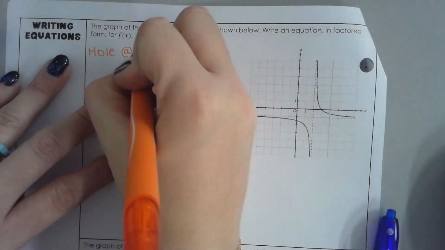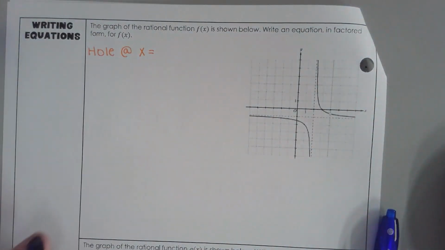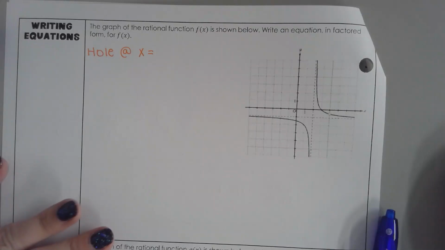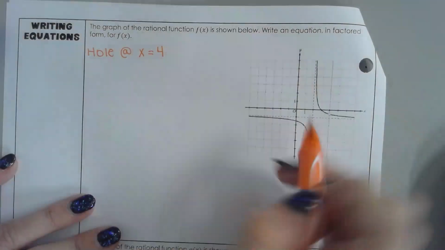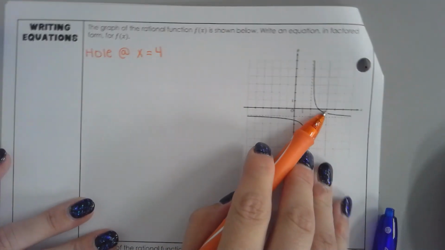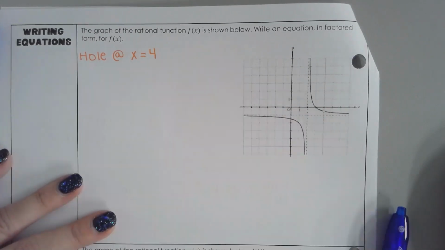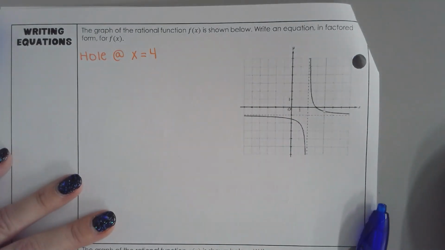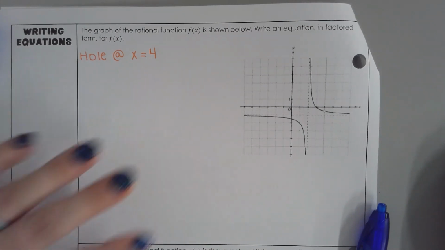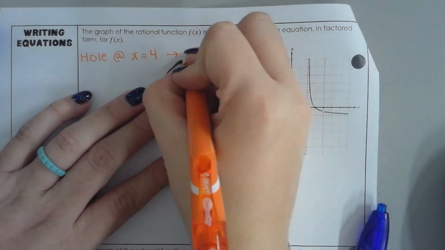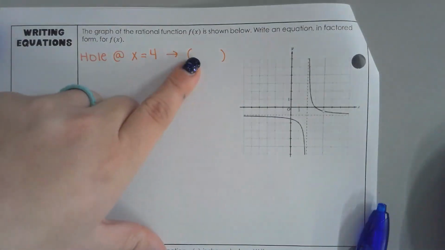So what's the x value of my hole? 4. At x equals 4. Here's your hole. Right over here, it's x equals 4. So where you have a hole, that meant that you had that factor in the numerator and in the denominator, right? So what factor goes with that x equals 4?